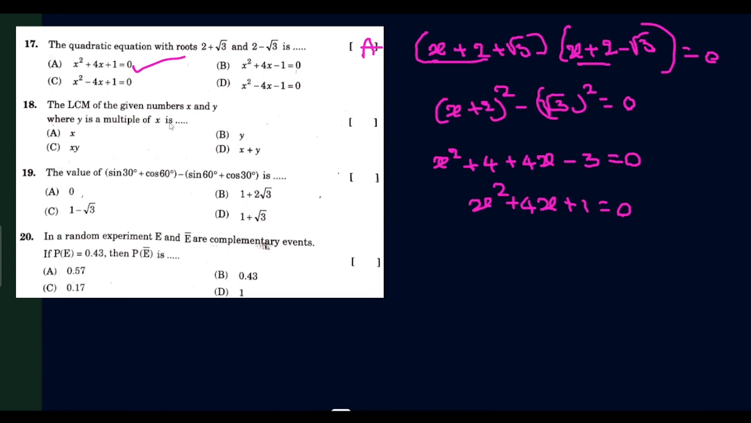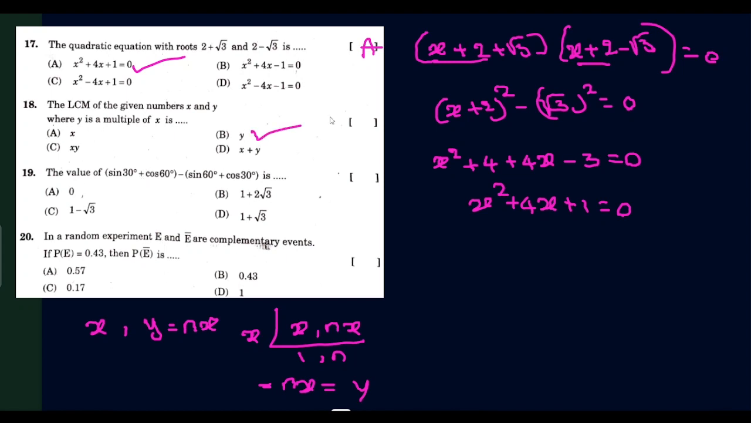Okay. Now the LCM of the given numbers x and y, where y is a multiple of x, right? So one term is x, and y is nothing but n into x, right? Now let's take the LCM of x comma nx. So that is nothing but x, and the LCM is nx. It is nothing but y. So y, option B.